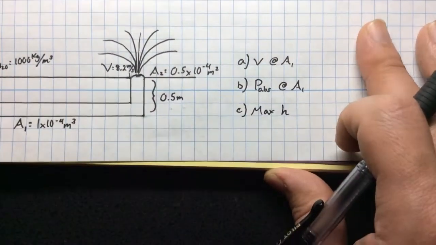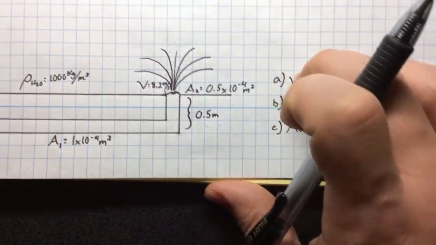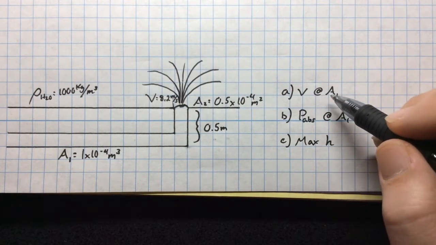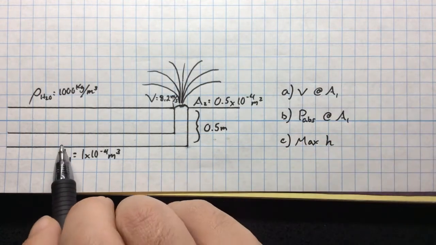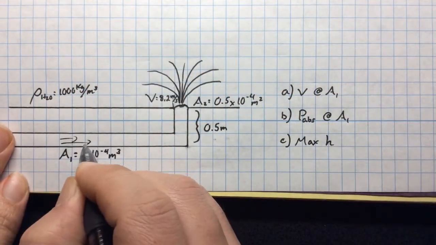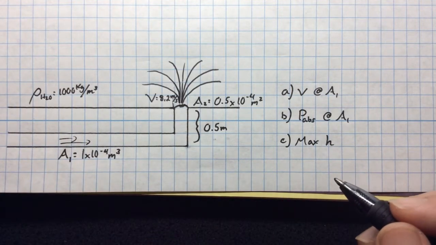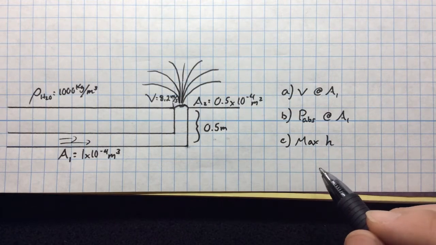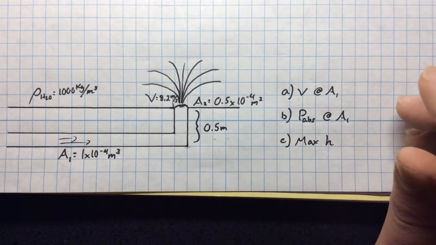Down here, we can talk about the problem. Let's say we have a sprinkler system kind of set up, and we need to find out some things in this problem. What could we look for? We're going to look for the velocity at area 1, so over here. So what's the velocity of the fluid in this pipe? Another question we have is, what is the absolute pressure at this point? And then, what's the maximum height that you can go to?